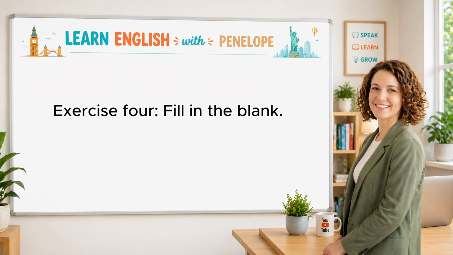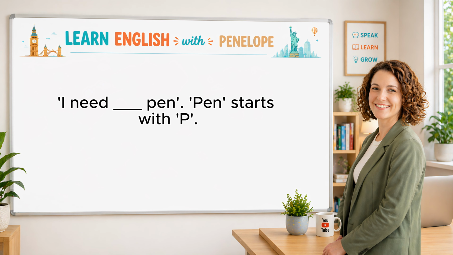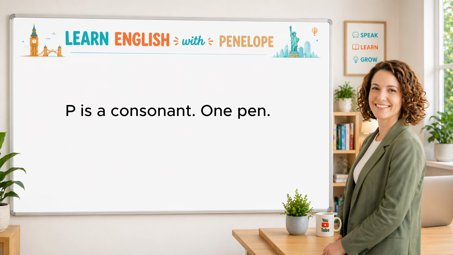Exercise 4. Fill in the blank. I need blank pen. Pen starts with P. P is a consonant. One pen. The answer is, I need a pen. I need a pen. Perfect.